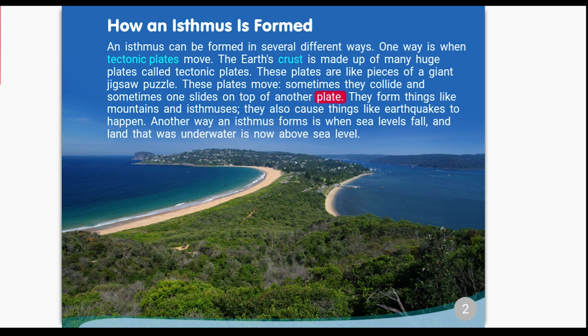They form things like mountains and isthmuses. They also cause things like earthquakes to happen. Another way an isthmus forms is when sea levels fall and land that was underwater is now above sea level.